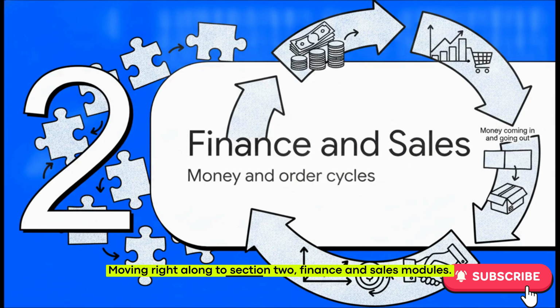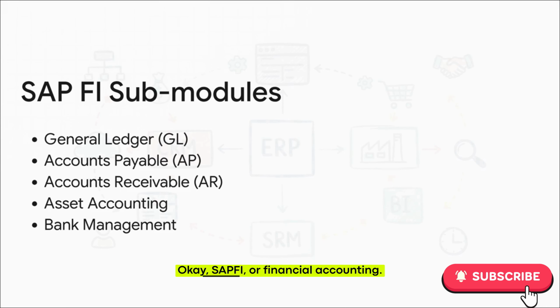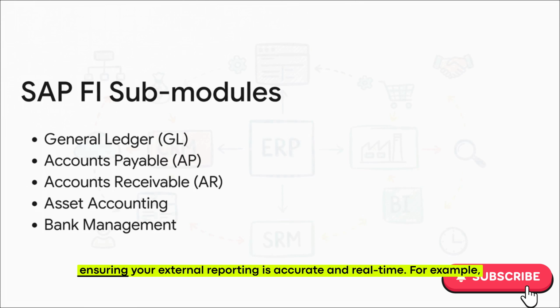Moving right along to Section 2, Finance and Sales modules. Let's talk about the money and the orders. Okay, SAP FI, or Financial Accounting. This is literally the financial heart of the organization. It tracks every single dollar coming in and going out, ensuring your external reporting is accurate and real-time.